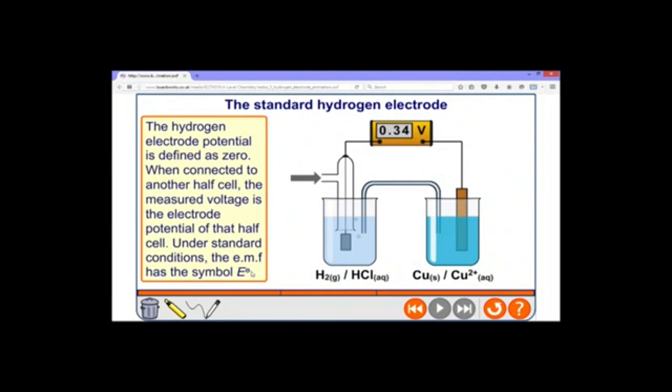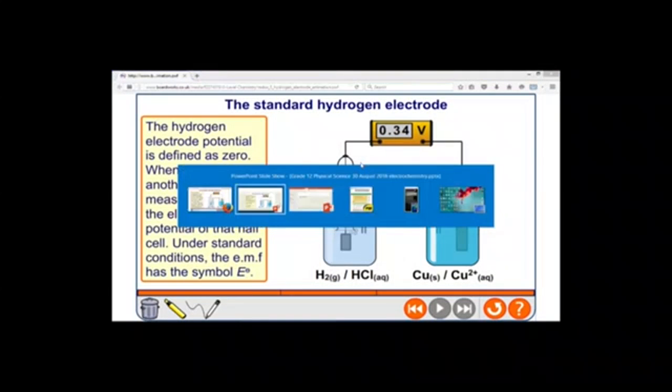Now, I know that a lot of your teachers call this E zero, but it's actually E theta. That's a little theta sign there. And EMF is fine. It's just that, remember we spoke about EMF being the maximum voltage that a cell or battery can supply a circuit. Remember I told you that these are batteries. So the EMF that we're measuring here is this. If we've got a hydrogen half cell connected to a copper half cell, it can give you a maximum voltage of 0.3 volts. That's really what we're showing you here.